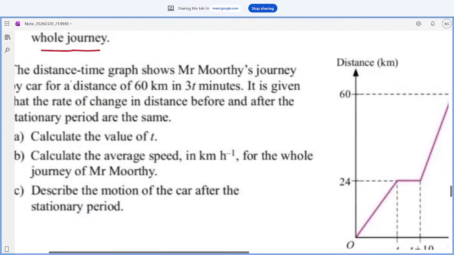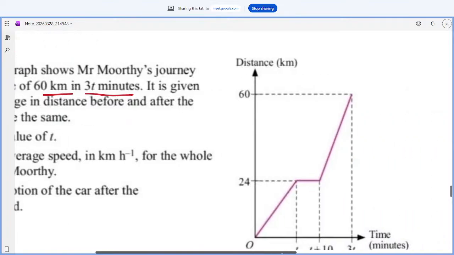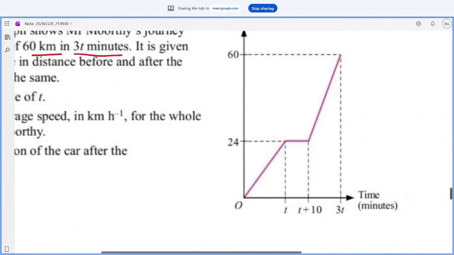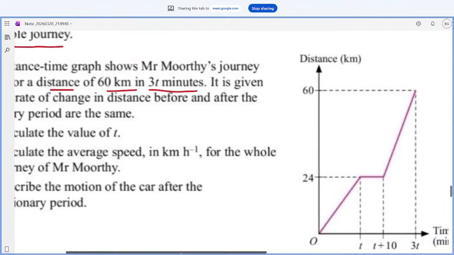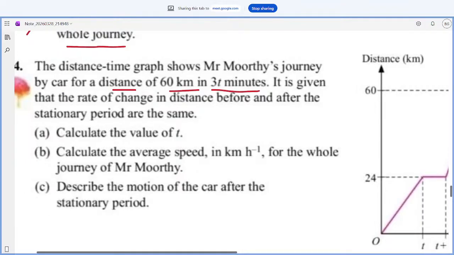Okay, so for this one, they say there is a distance time graph, 60 km, 3t minute. So this is your graph now. Okay, something like this. So km and minute. And they say rate of change in distance. Again guys, they always like to use this keyword, kadar perubahan jarak. Kadar perubahan jarak is your laju. Okay, speed. Before and after stationary is the same.